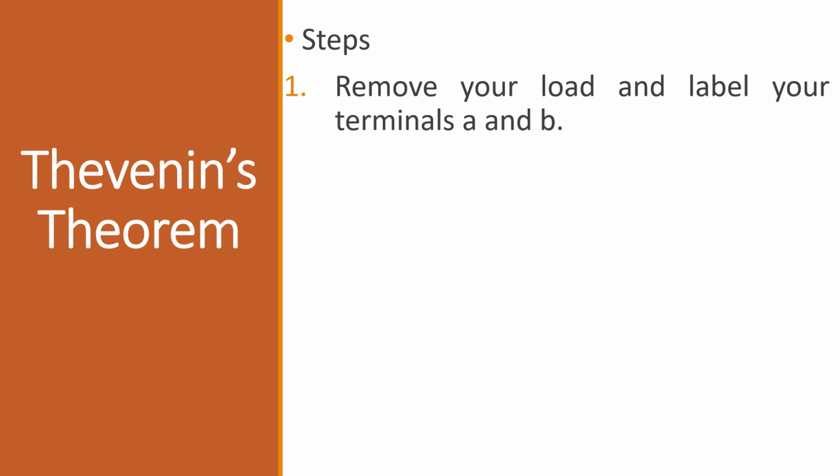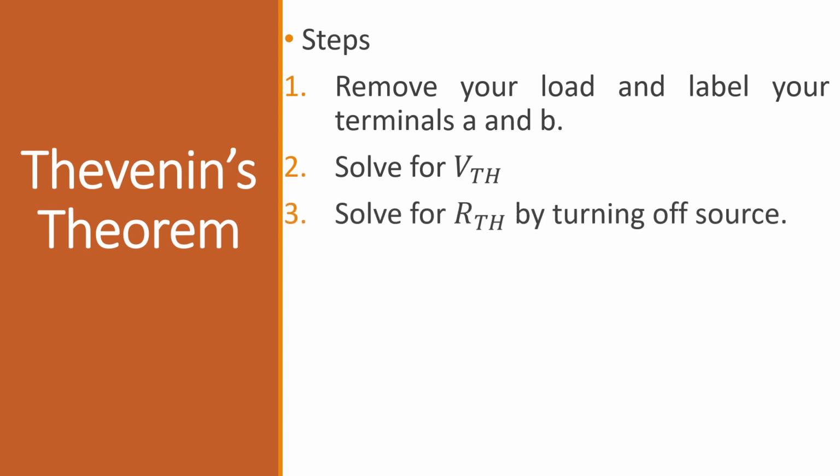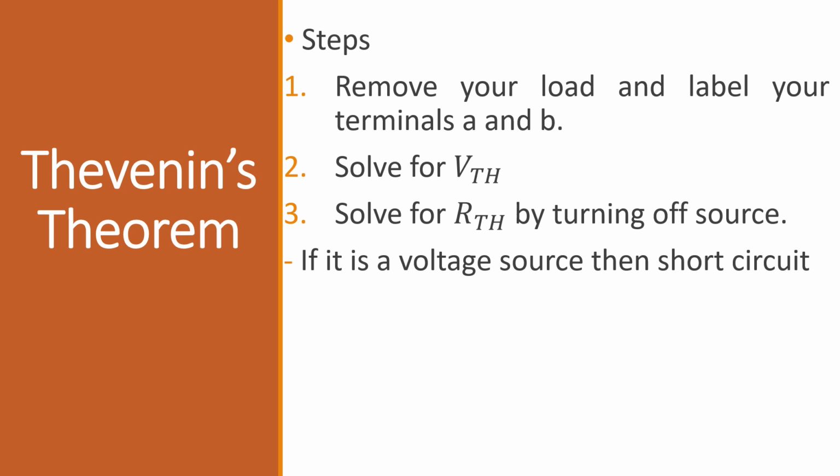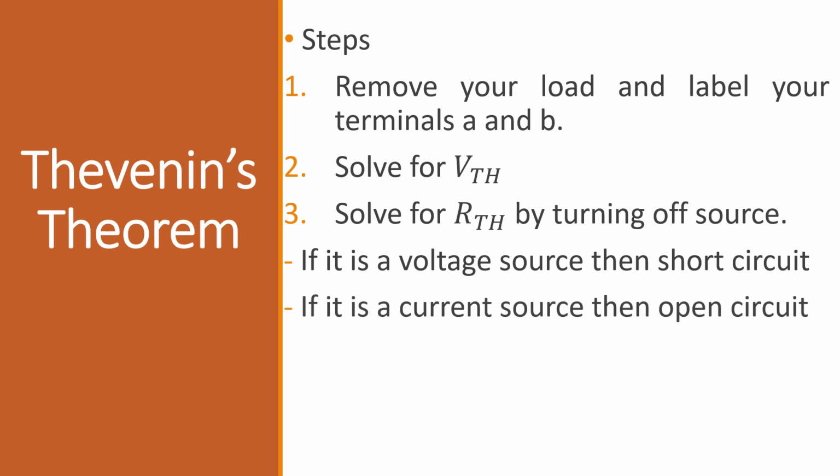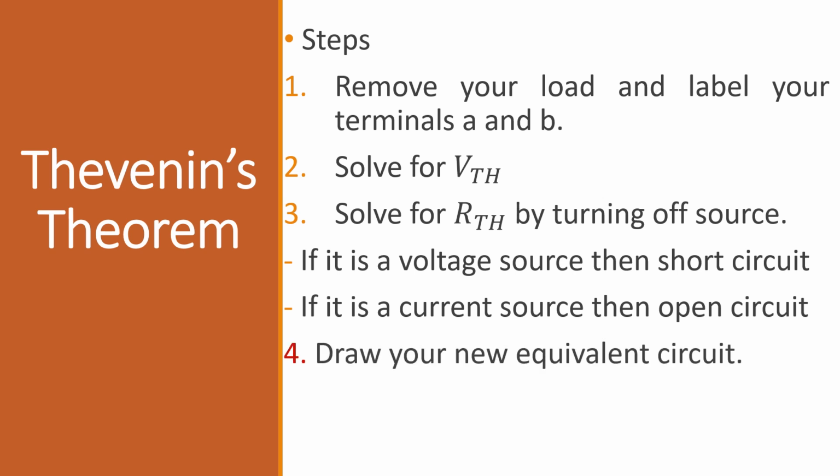Now, in order to draw your new equivalent circuit, you have to follow these steps. First, remove your load and label your terminals A and B. Then solve for VTH. Then solve for RTH by turning off sources. If it is a voltage source, then short circuit. If it is a current source, then open circuit. And then draw your new equivalent circuit.